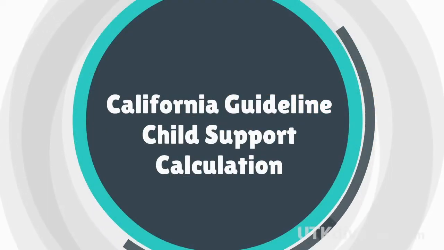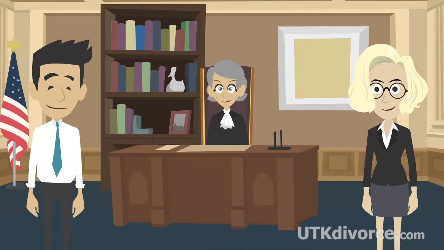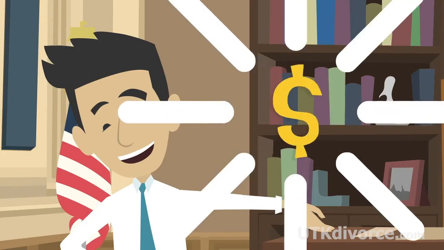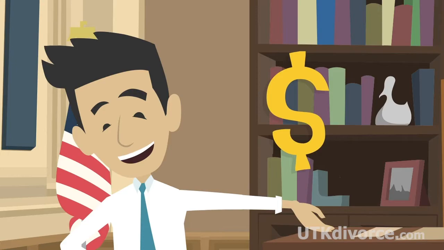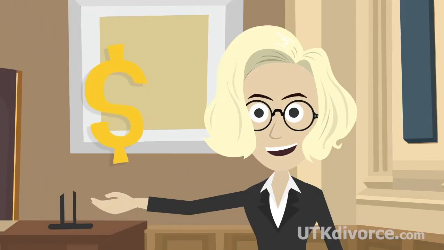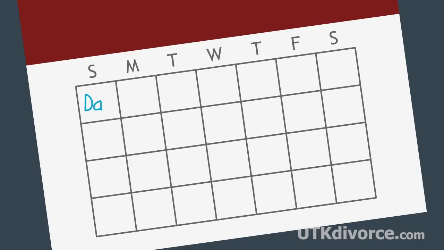California Guideline child support calculation. Child support is based on a formula that takes into account three factors. 1. Father's net income or partner number 1. 2. Mother's net income or partner number 2. And 3. The timeshare between the parents of their primary physical responsibility with the child.